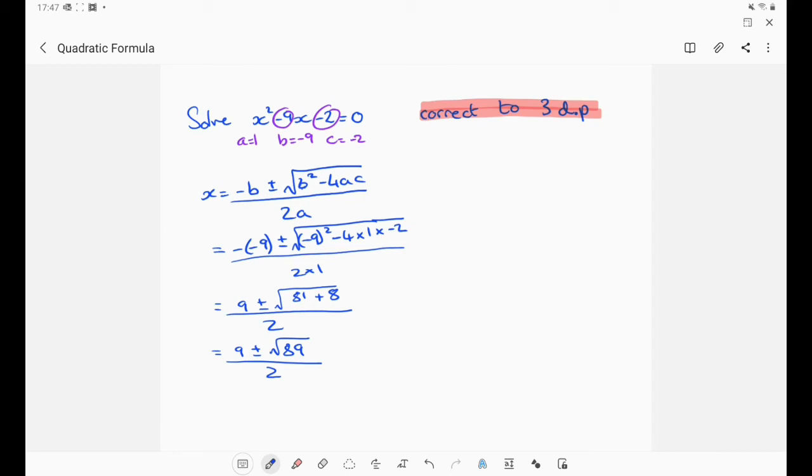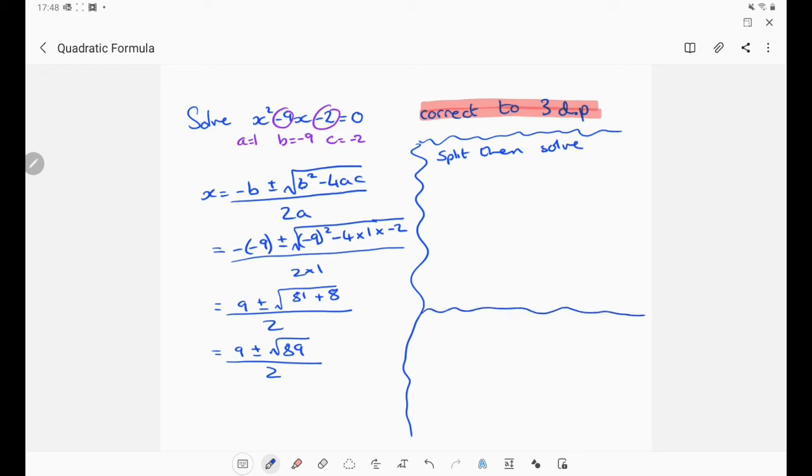And again, I'm going to draw your attention to this bit highlighted in red. We only need this correct to 3 decimal places. So you have a choice. And the choice is as follows. We'll split it up here so you can see the two methods. Either you split, then solve, or you solve, then split. You'll get the same answers either way.